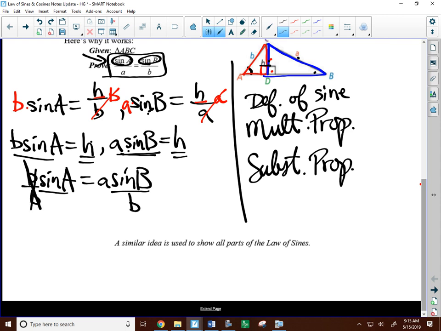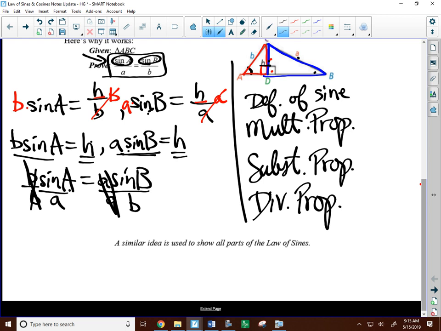Here it cancels. Now I do the same thing on the right side. I'm dividing both sides by A to get rid of this one. That one cancels. And there we go. That's it. So that was the division property.